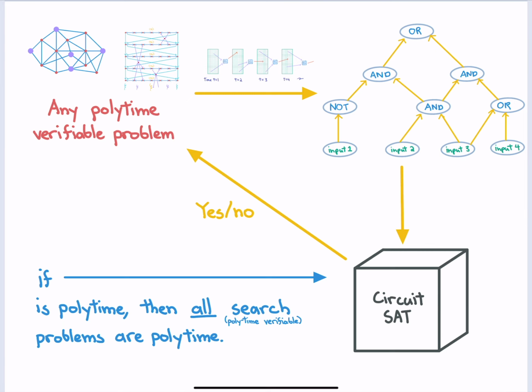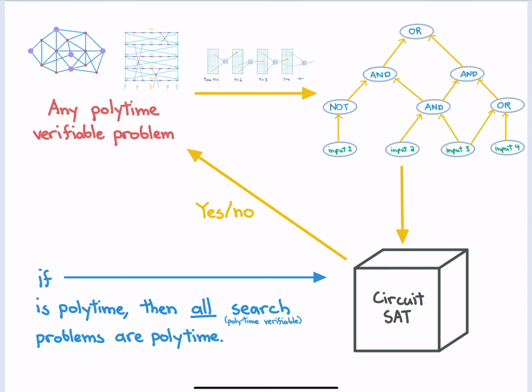Circuit SAT asks if this circuit has a satisfying assignment, right? So if the circuit verifies independent set, then what that black box is really going to do is tell you if there is an independent set of size k in the original graph. Same with Hamiltonian path. You give an instance of Hamiltonian path, I can make a circuit, and this circuit will take as input a list of vertices describing a path, and the circuit will double check that it is a Hamiltonian path in the graph, and it'll answer yes if it is, and no if it isn't.